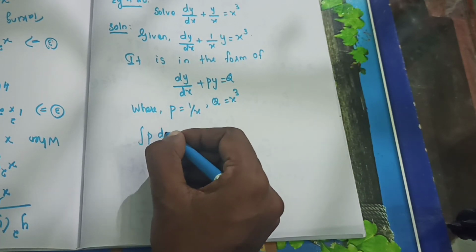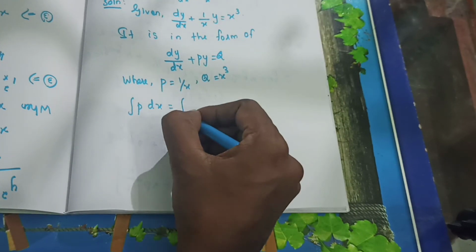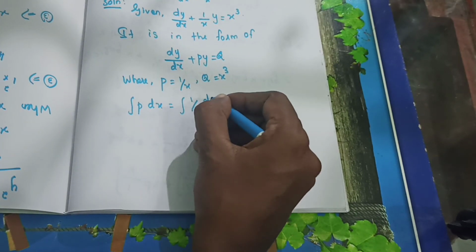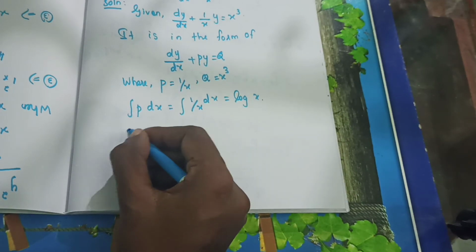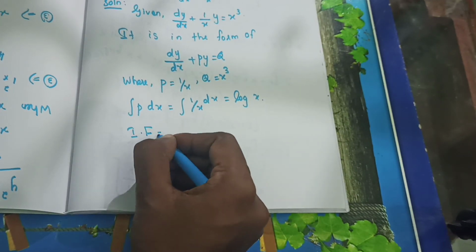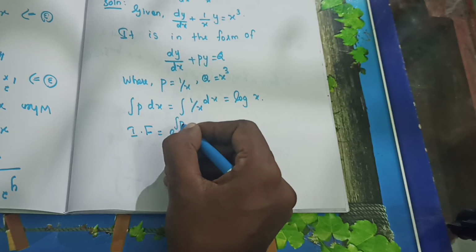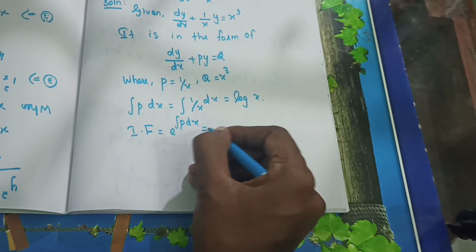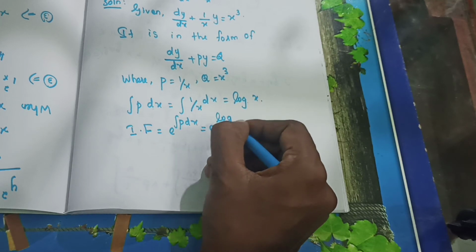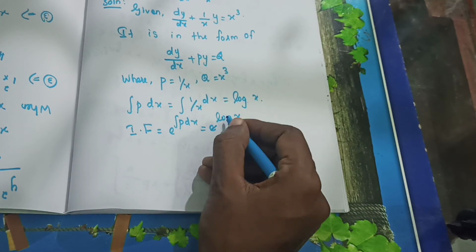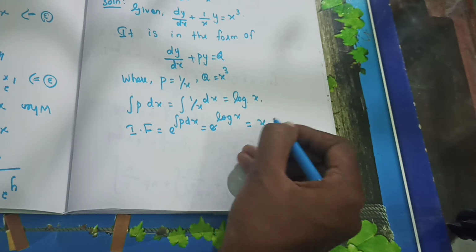So what is the integral of 1 by x dx? The integration is log x. First you will find the integrating factor, that is IF. What's the integrating factor? e power integral p dx. Now we have found the value, so e power log x. The e and log will cancel, and the value will be x.